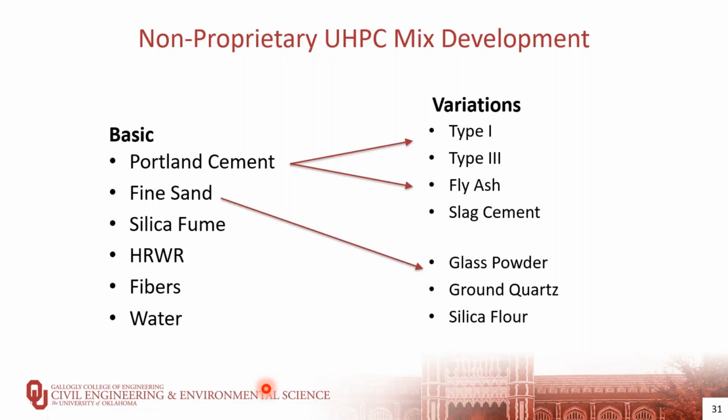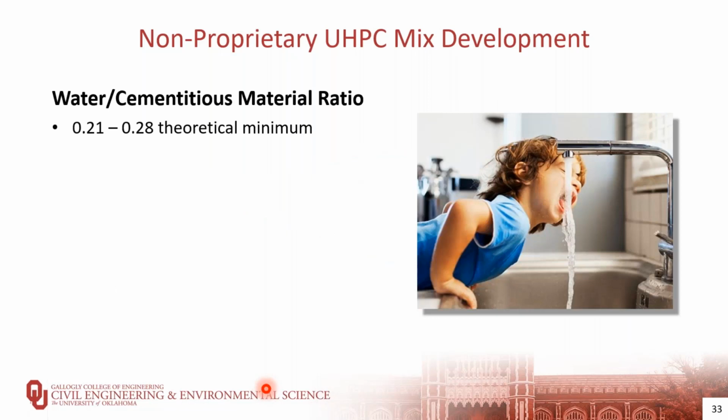For the fine sand, there are other possible materials that can be used in that category, including glass powder, ground quartz, silica flour, other finely ground silicate materials, or other types potentially of small aggregates. And looking at the combinations of those materials is very important to get that high density and homogeneous matrix. Water cementitious materials ratio is very important to get high strength. We often hear you need 0.21 to 0.28 to get full hydration of the cement, and you need that water to be able to migrate, so you really need even more than that to be able to get full hydration.